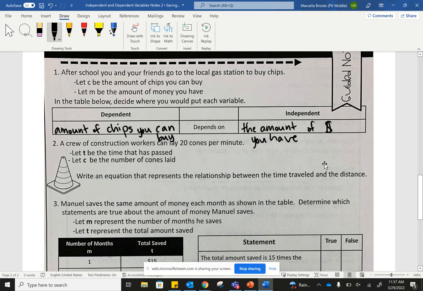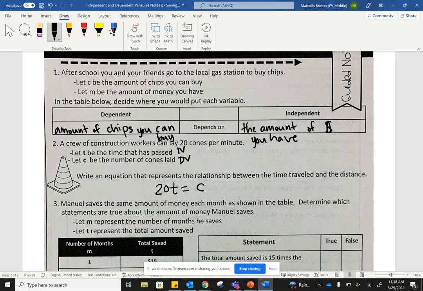So a crew of construction workers can lay 20 cones per minute. T is the time that has passed. Remember, time is always the IV, or the independent variable. That means that C, the number of cones laid, is my DV. So if a crew can lay 20 cones per minute, for an equation I'm going to do 20T, because T is my IV, equals C, or my DV.